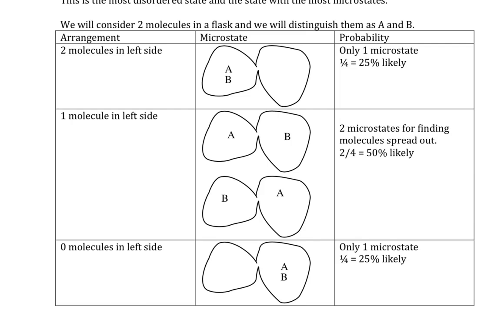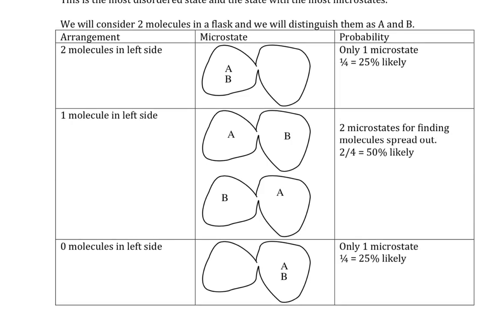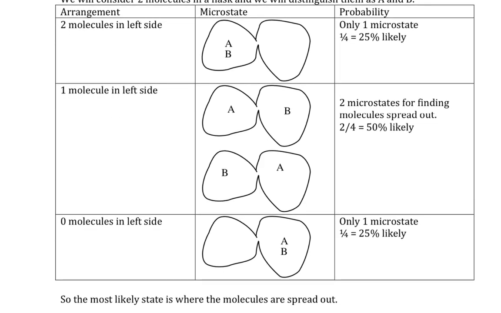The next arrangement we will consider is one molecule on the left side. Well, that could be A on the left and then B on the right, or it could be B on the left and A on the right. What we have are two possible microstates for this arrangement of one molecule on the left side. No molecules on the left side, that's our last arrangement, our last possible state. So we put them both on the right side, but there's only one microstate for that situation. Now what we have is a total of 4 microstates.